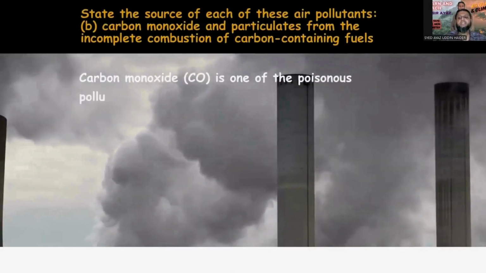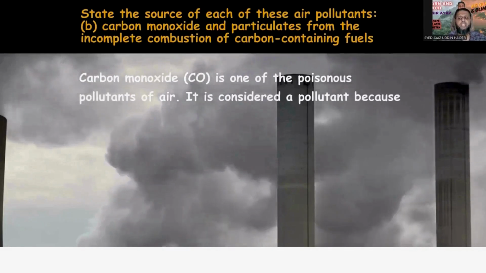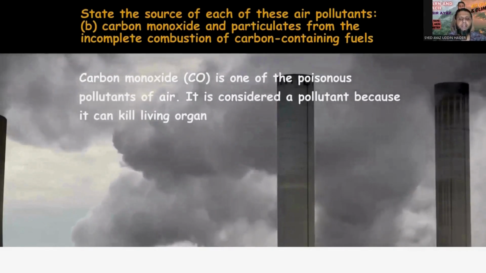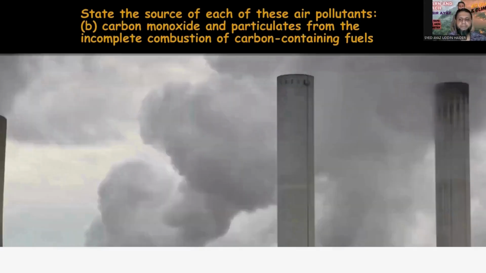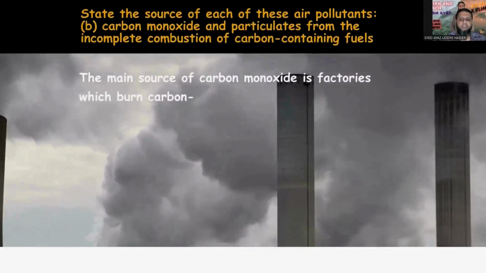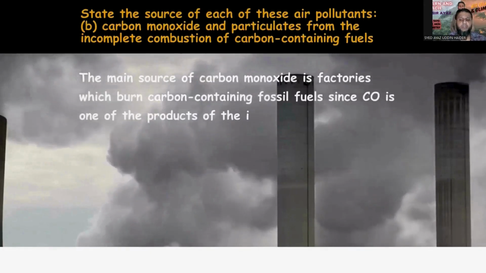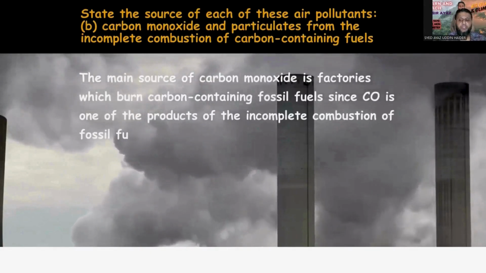Carbon monoxide is one of the poisonous pollutants of air. It is considered a pollutant because it can kill living organisms. The main source of carbon monoxide is factories which burn carbon-containing fossil fuels. Remember, it's produced during incomplete combustion of fossil fuels.